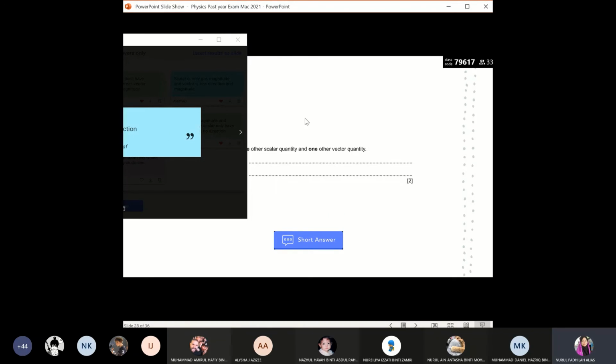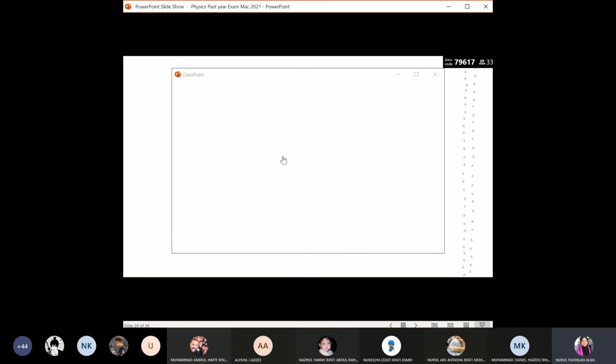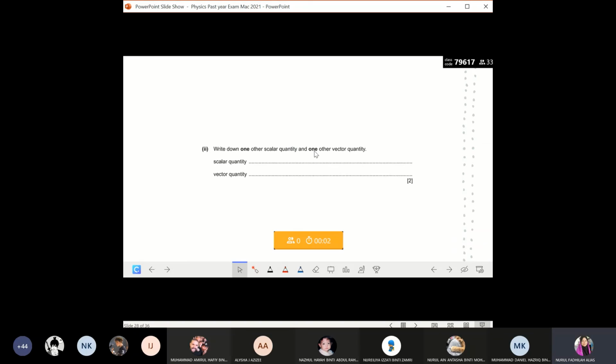Betul. Tapi awak kena cakap juga apa jadi pada ni. Okay, so itu contoh saya dah bagi. Okay, now write down one other scalar quantity and one other vector quantity. Jadi bila dia kata other quantity tu, you mesti write answers other than the given in the question. Jangan bagi apa-apa yang diberi dalam soalan.